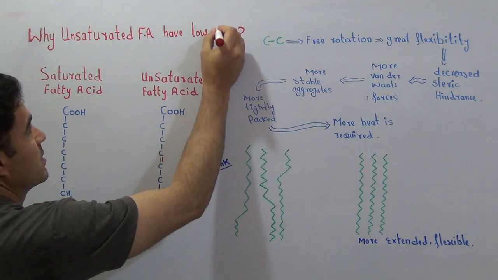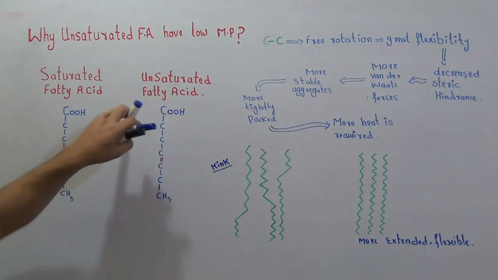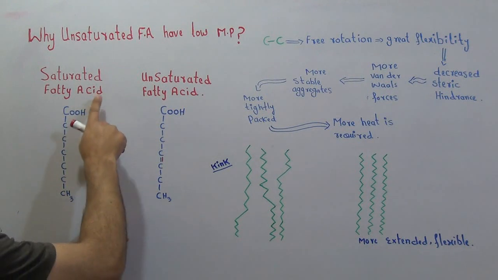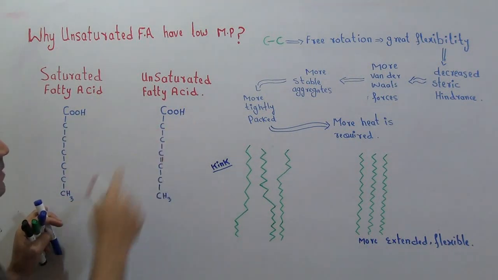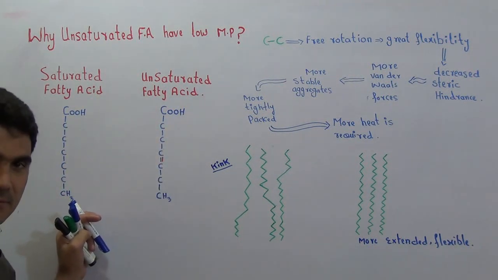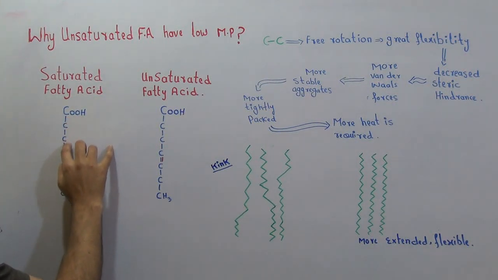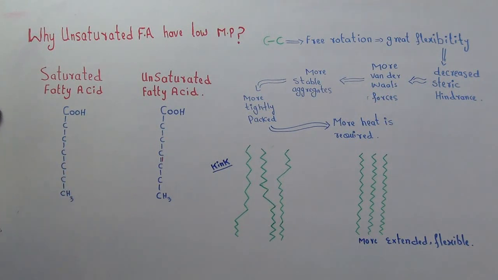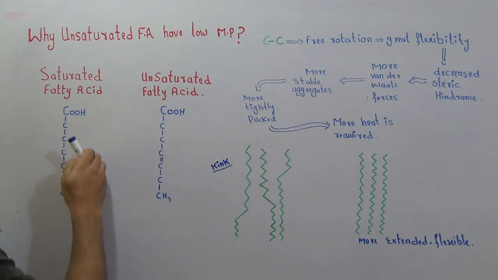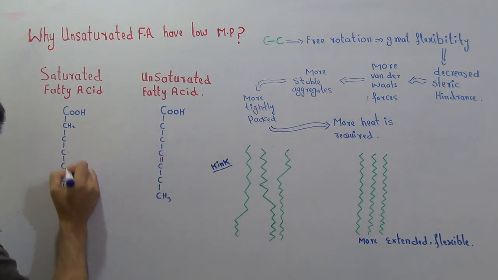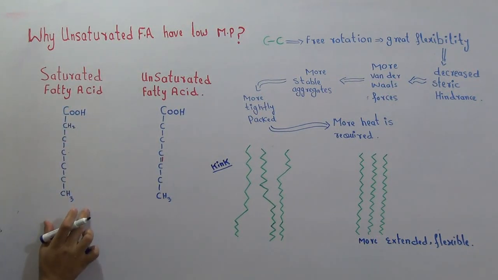Before we discuss this topic, here we have two types of fatty acids. One is the saturated fatty acid and the second one is the unsaturated fatty acid. In a saturated fatty acid, you can see there is a single bond between the carbon atoms, and if you want, you can give hydrogen atoms, CH2 CH2. There is no need today to write them. If you can, you can write CH2 CH2 CH2. So this is a saturated fatty acid.